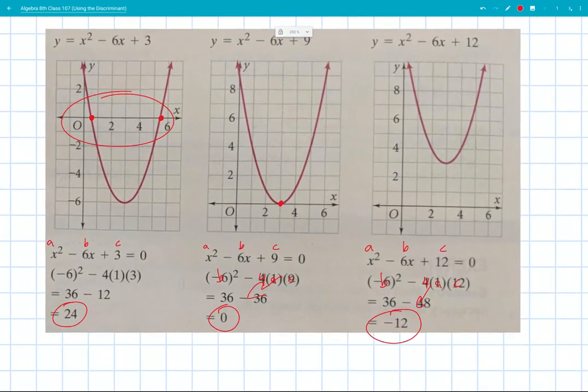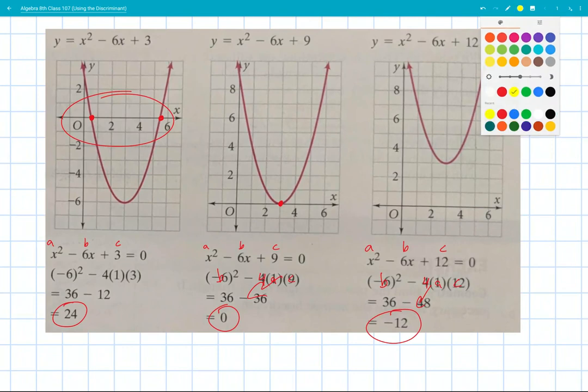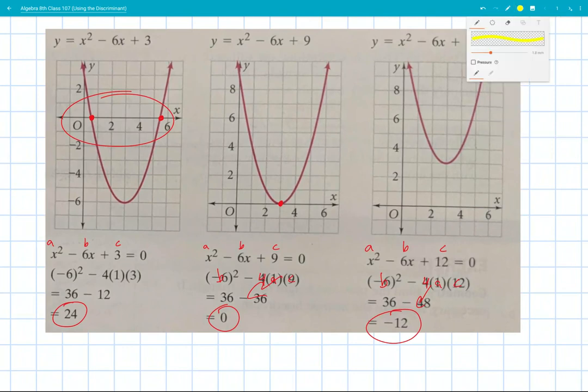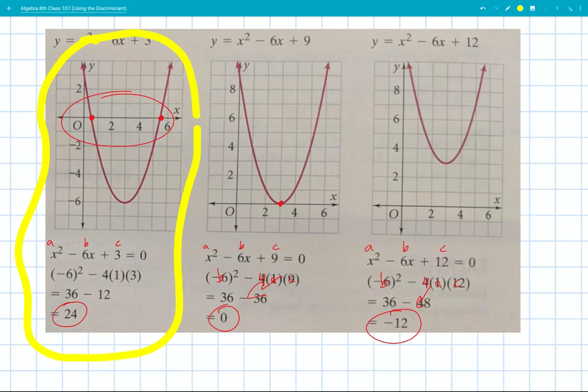Now let's make some more observations. In the first example, let me change colors again here. We're going to go yellow. Make it nice and fat. In this first example, was the discriminant positive, 0, or negative? Well, obviously positive, right? Positive 24. Now, when we got a positive number, how many solutions did that give us? It gave us 2 solutions, right?